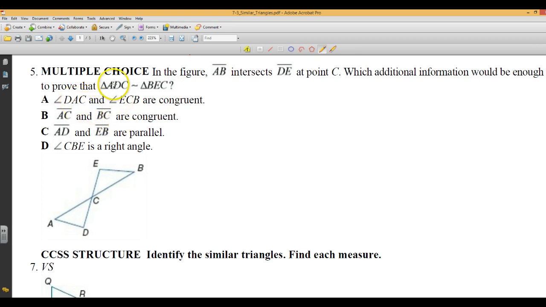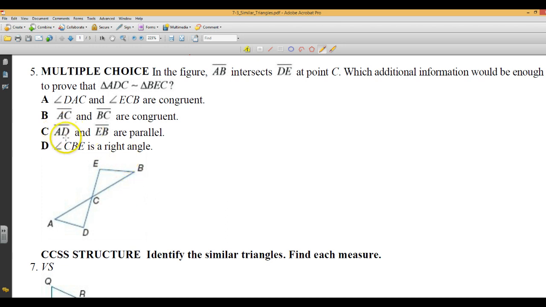B says AC and BC are congruent. So if AC and BC are congruent, then they would be in a 1-to-1 ratio. So we'd also need to know that these other sides are congruent, that they're in a 1-to-1 ratio. But we don't know that. So it's not B.